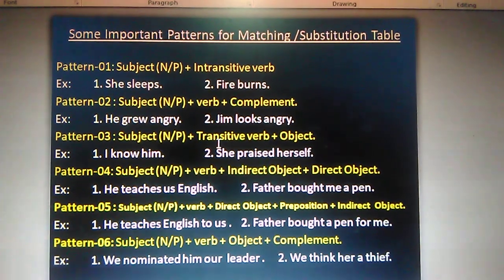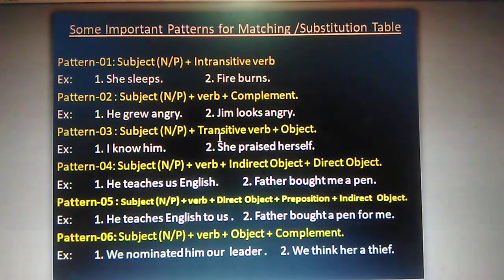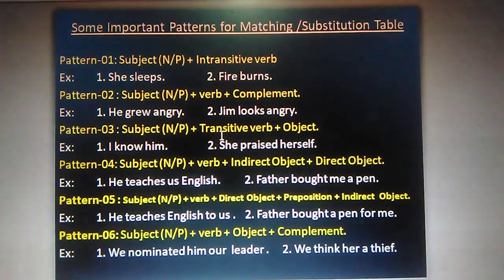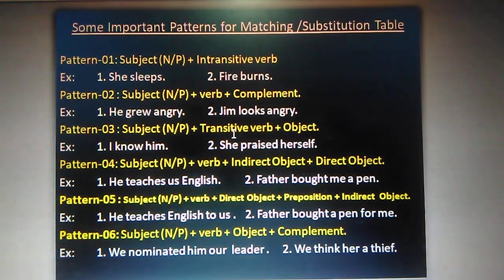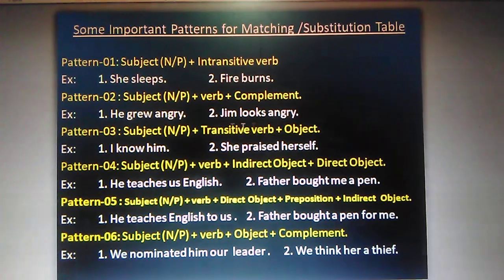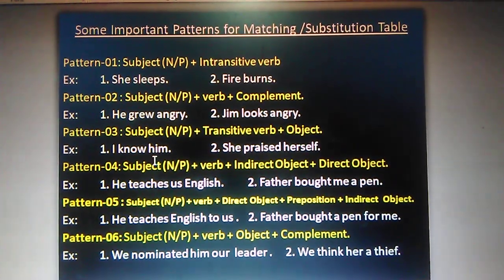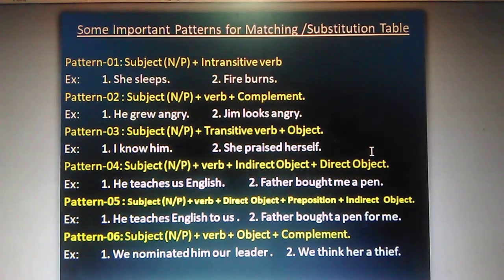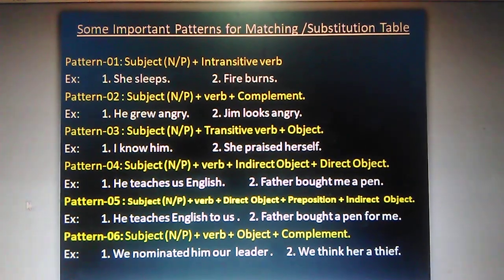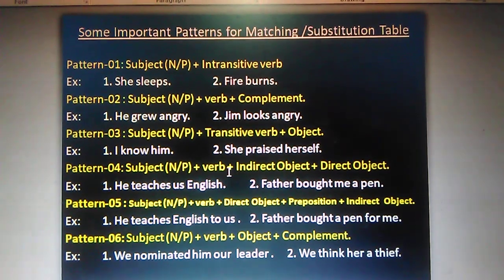Pattern 3, subject plus transitive verb plus object. A transitive verb is the opposite of an intransitive verb. I have already told you, an intransitive verb doesn't require an object. The transitive verb must require an object. So here you have to give the object. For example, I know him. I know what? Him. She prays what? Herself. She prays herself.